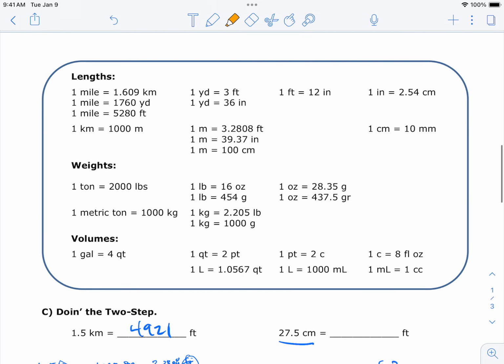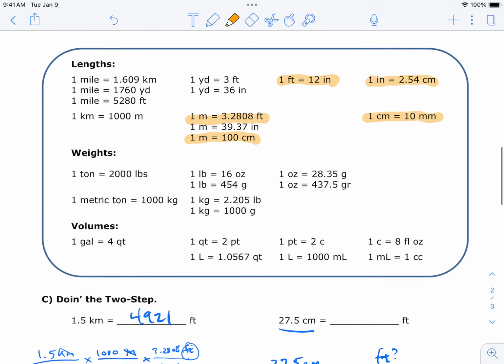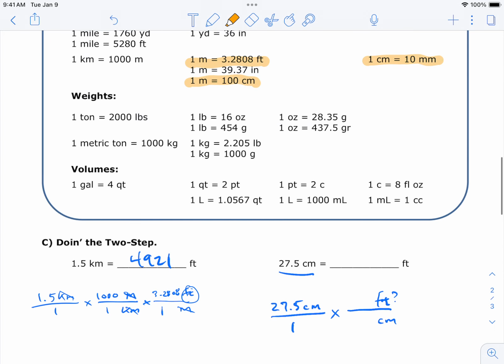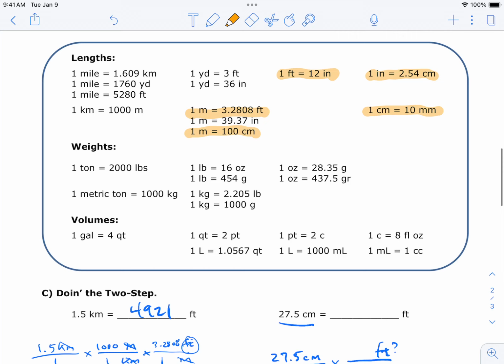Where's the centimeters in here? This will get me centimeters to inches, centimeters to millimeters. These aren't feet. This will get me feet to inches, meters to feet, centimeters to meters. Okay. And there's more than one way to do it. Usually, there's more than one way to do it. So I'm saying, okay, I want to get from centimeters to feet. What path should I take?